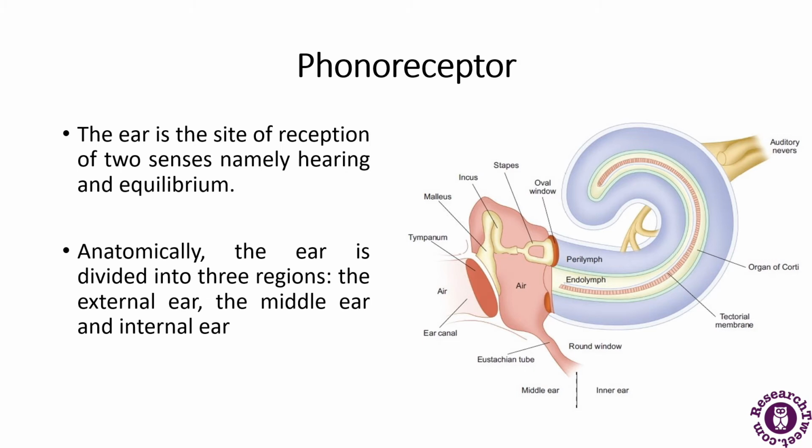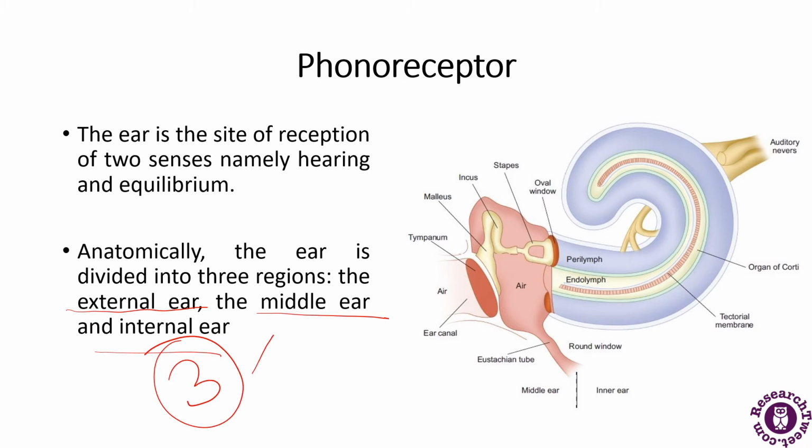The ear is the site of reception of two senses, namely hearing and equilibrium. The ear has been further divided into three parts. And what are these three parts? These three parts are the external ear, middle ear, and the internal ear. Now, the external ear consists of the pinna, external auditory meatus, and the eardrum.